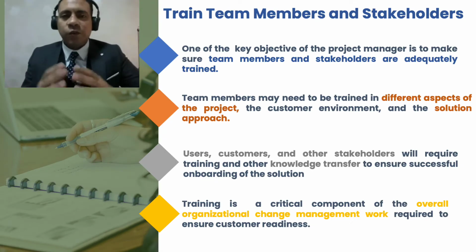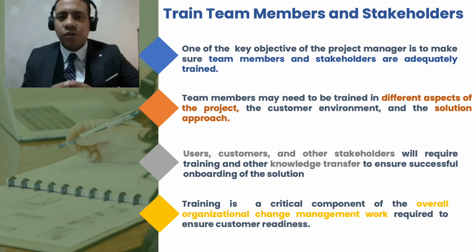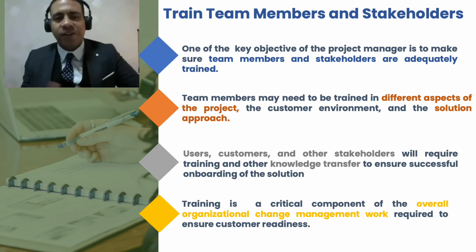One of the main roles of a project manager is to make sure that your team is very well trained to perform their tasks appropriately. You might need to train your team, customer, and other stakeholders. Each of them has different needs according to their role in your project.